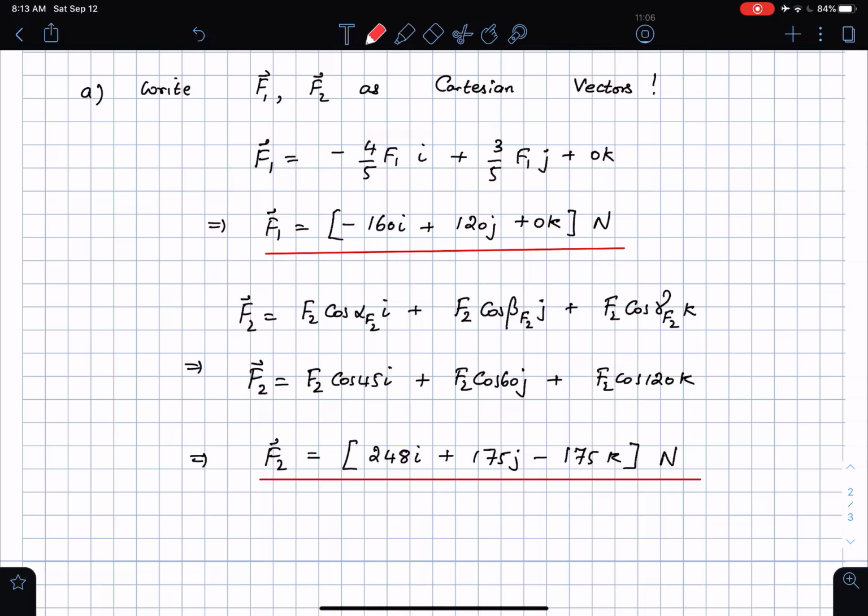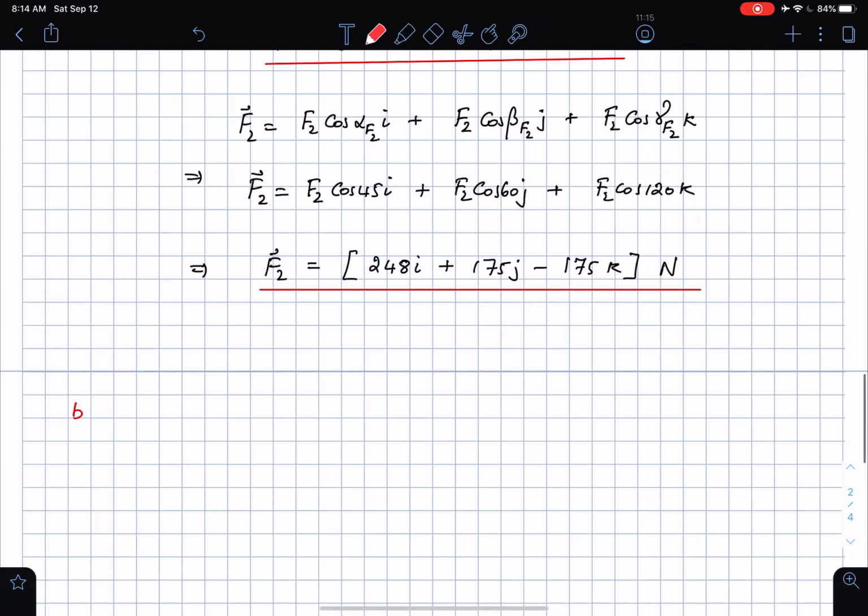What's my next step? My next step is to write the position vectors from the point of interest to the line of action of the forces. Okay, so that's my next step in black color.